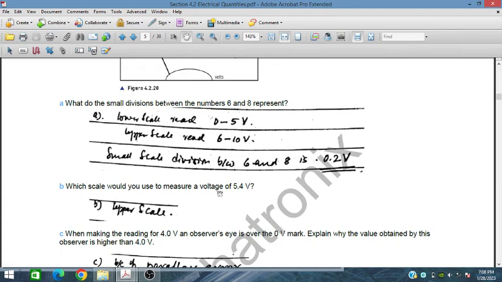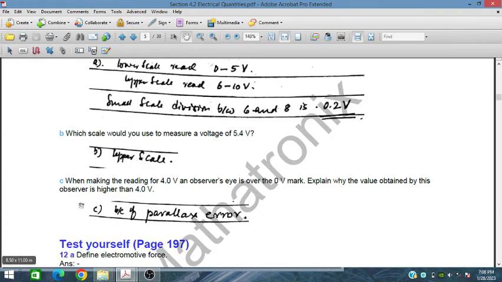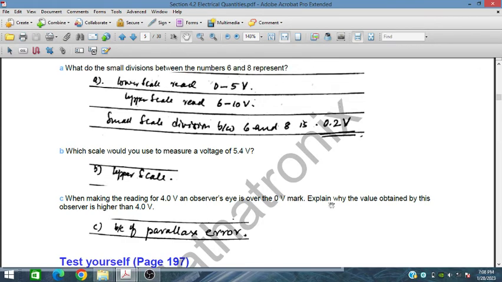Which scale would you use to measure volts? The upper scale. When making a reading for 4 volts, an observer's eye is over the 0 volt mark. Explain why the value obtained by this observer is higher than 4 volts. Because of parallax error. It may happen when making the reading of 4 volts, the observer's eye is over the 0 mark. So this may be due to parallax error.